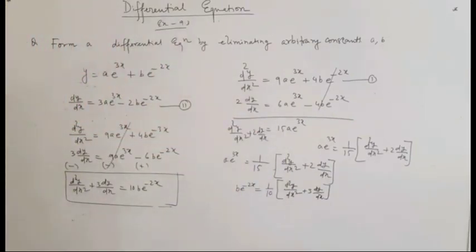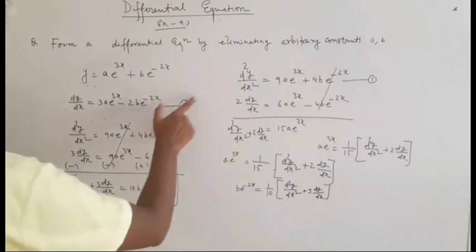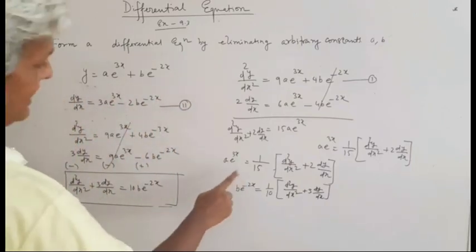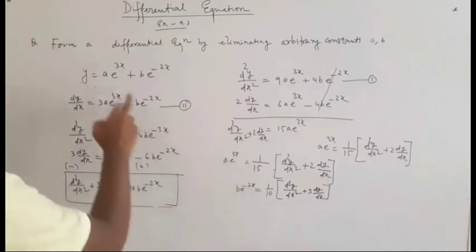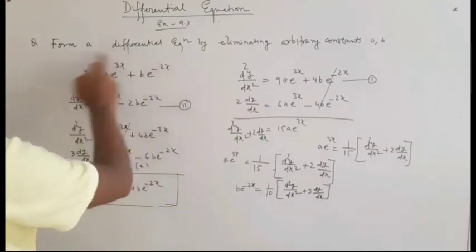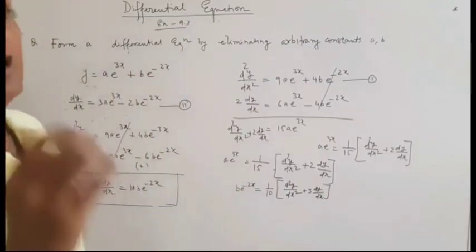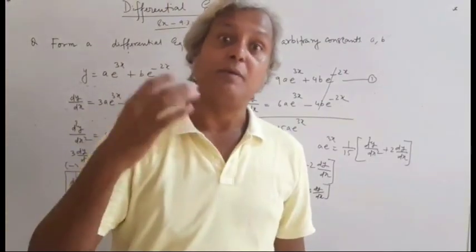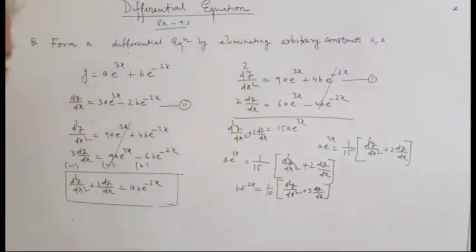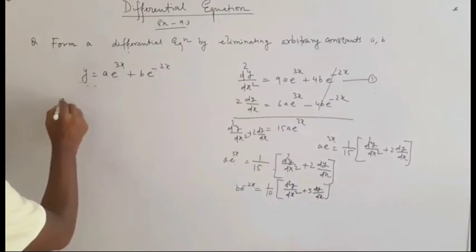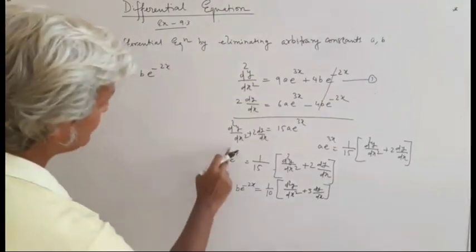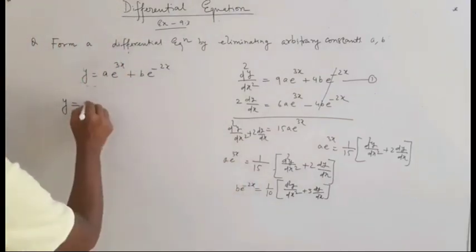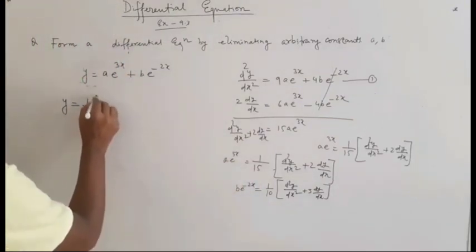So what we need, I need to remove this part of the screen, and then I have to put the value of a e to the power 3x and b e to the power minus 2x in this equation, and then I'll simplify and we'll find that we'll have the equation where a and b both are eliminated. So now, y, leave it as it is. A e to the power 3x is 1 by 15.